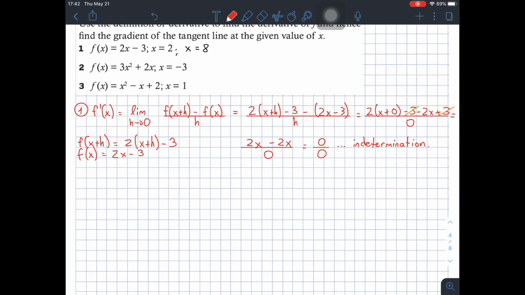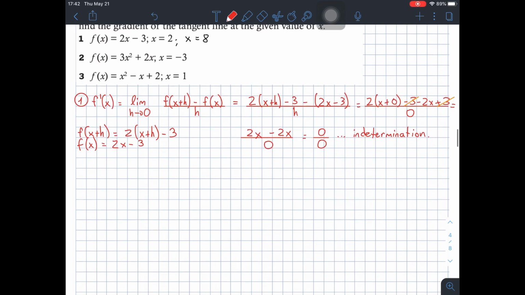Let me see, we can expand this. If I work with this equation, let me copy it down here. If I expand this, this is 2x plus 2h minus 3 minus 2x plus 3, divided by h.